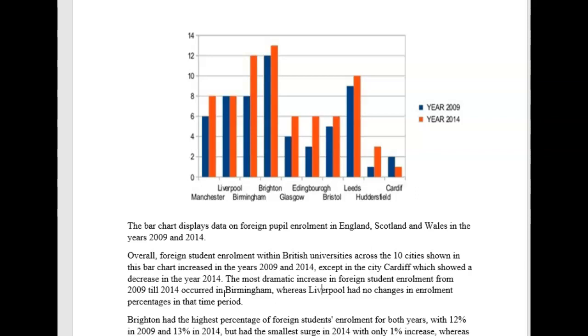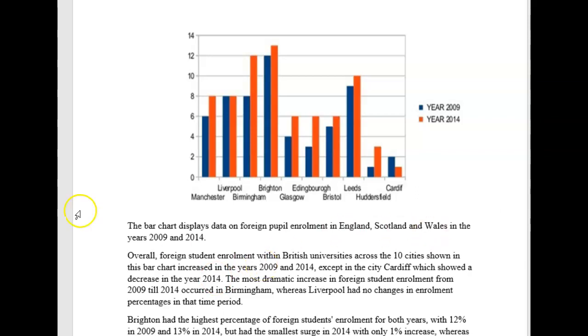So you could have said Brighton had the most. Alternatively, you could have said that Brighton had the most, but Birmingham had the highest increase. You could have said that as well. Okay? But that's essentially what you're going to talk about in an overview, and then nothing else.